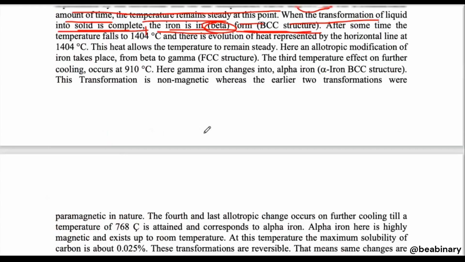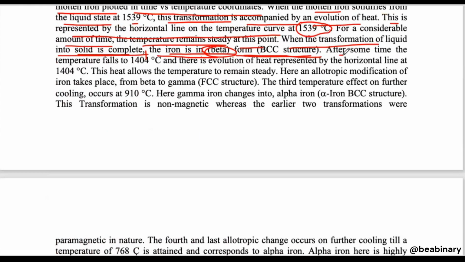Okay, now after some time, the temperature falls to 1404 degrees. As you are cooling the molten metal, here we are dealing with a specific element, which is iron. If you continuously reduce the temperature of that metal and reach 1404 degrees C, there is evolution of heat represented by the horizontal line. At this point, this heat allows the temperature to remain steady.